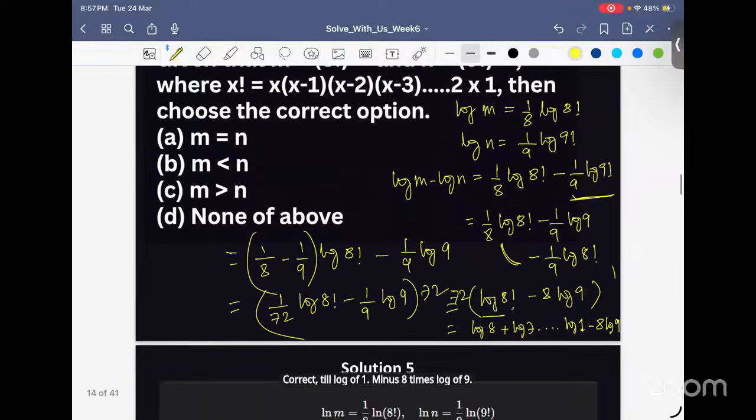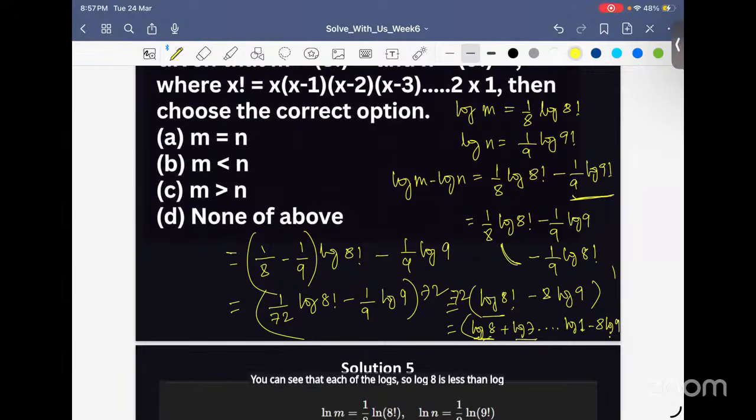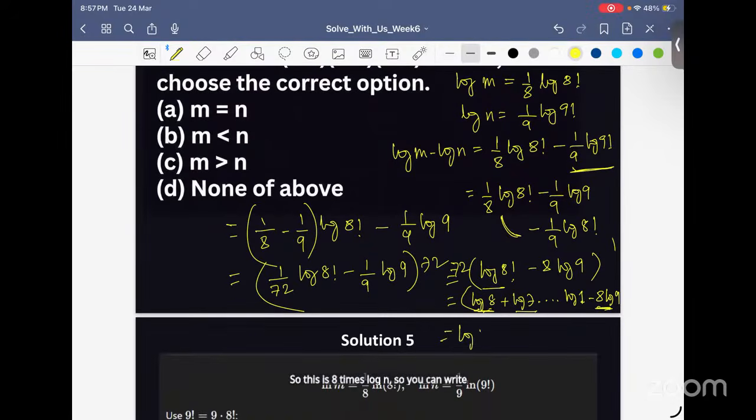Now you can see that this should be 8 times, right? Log of 8, 7, 6, 5, 4, 3, 2, 1. You can see that each of the logs, so log 8 is less than log 9, correct? So this is 8 times log 9. So you can write it as log of 8 minus log of 9 plus log of 7 minus log of 9. All these values will be negative, right? So if all these values are negative, that's why it comes out negative.